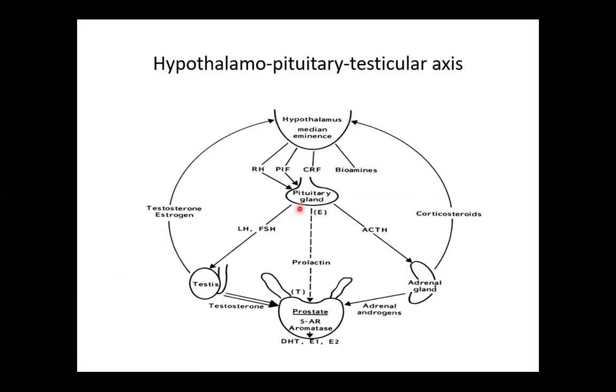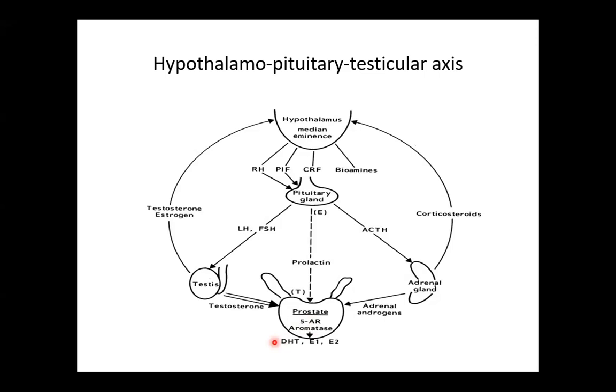So we are saying the pituitary produces the luteinizing hormone. The luteinizing hormone acts on the Leydig cells in the testes, and the Leydig cells produce testosterone, which goes to the prostate. The prostate has androgen receptors, and also has an enzyme that is responsible for producing dihydrotestosterone, which we said is more potent.